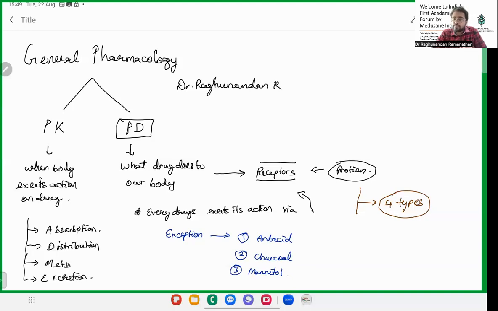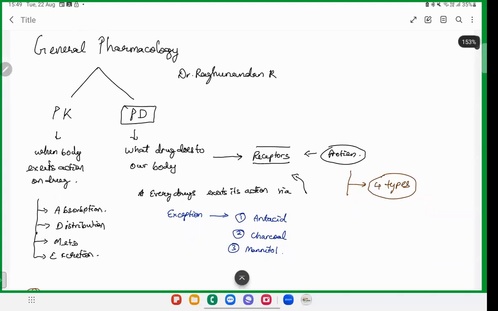And finally, another example, mannitol. So write these three examples under drugs not acting through receptors: antacid, charcoal, and mannitol. Clear? If you want, you can just copy. I'll wait for 1 minute and then move on to the next topic, the types of receptors.